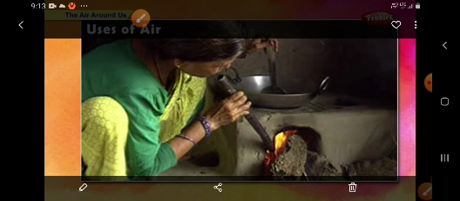Now children, air is needed for burning. Here this food is cooked only because of the air. If there were no air, we could not burn fire. So children, here this lady is cooking food on the fire and she is applying air to the fire. That is why it is able to burn. So this is another use of air.